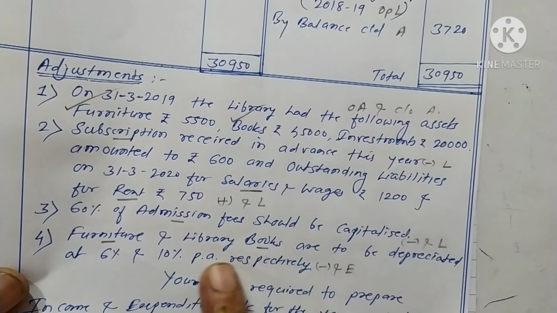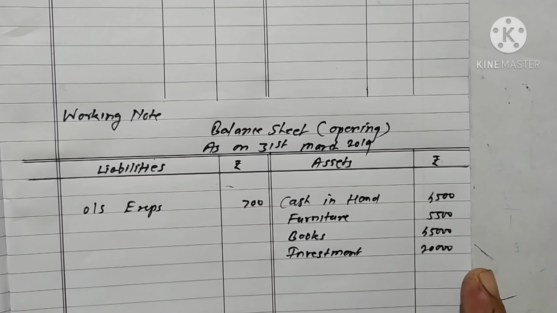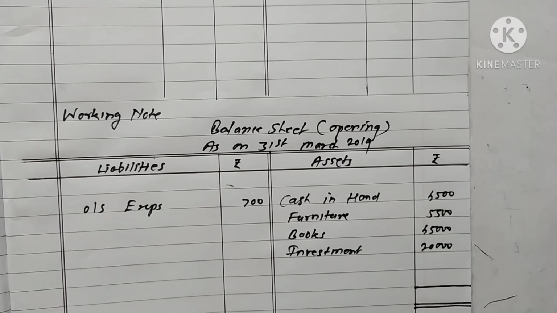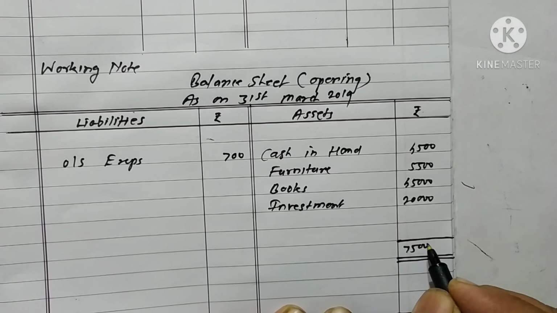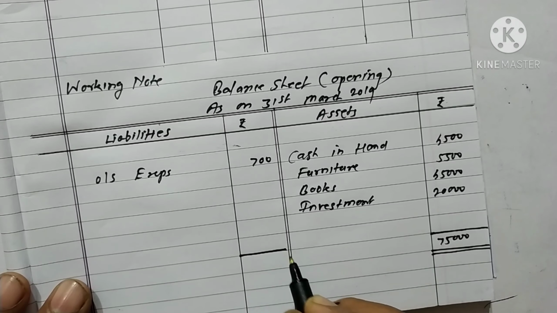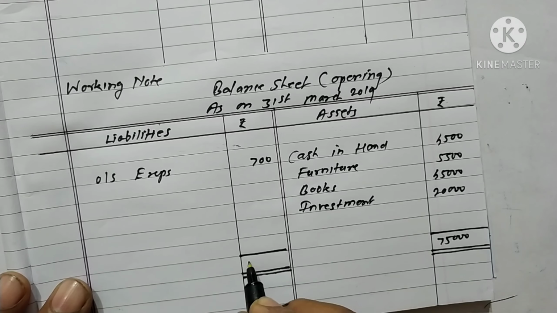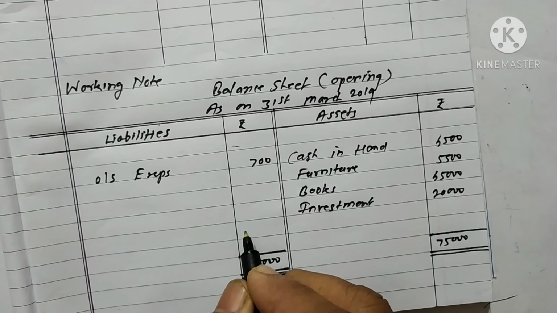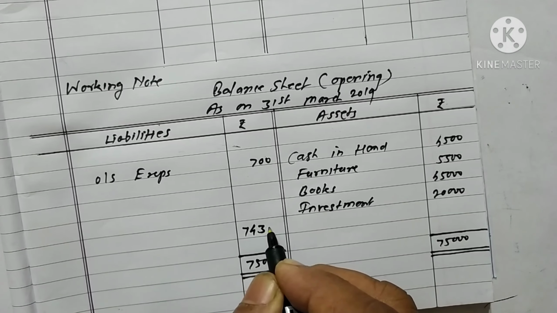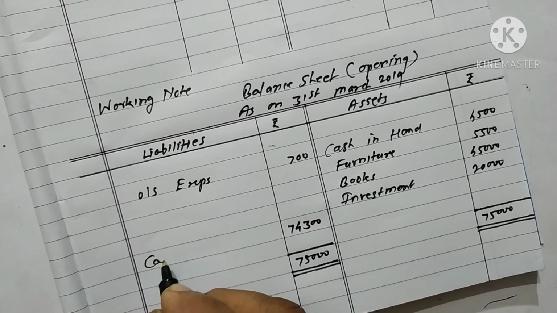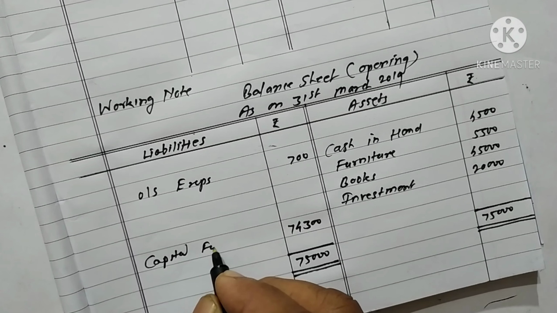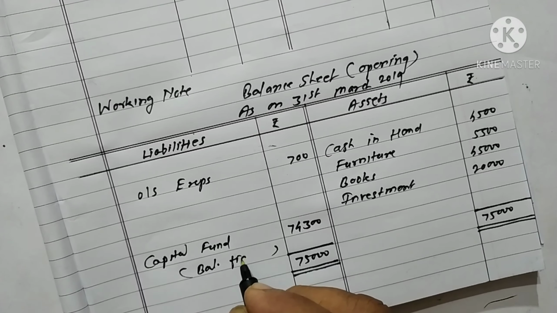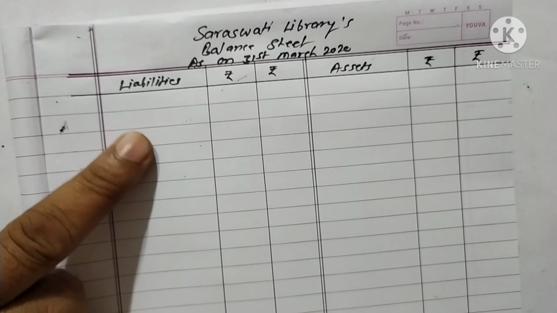Now see, nothing else. We go to close the balance sheet. Total of assets is rupees 75,000. We write on the liability side rupees 75,000. From this one, we have to subtract 700. Answer comes 74,300. It's the capital fund. It's a balance figure. It will appear on the liability side of the current year.